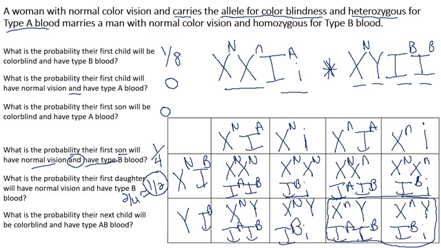Now, what is the probability that their next child in general will be colorblind and have type AB blood? Only the sons will be colorblind. If we look at the sons, 1 out of 8 have color blindness, and that individual also has AB blood, so it'll be 1 out of 8. All right, so that's a little bit more complicated of a problem, dealing with a sex-linked trait and an autosomal trait together.